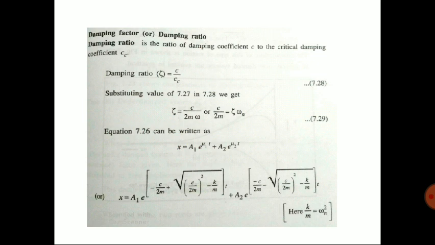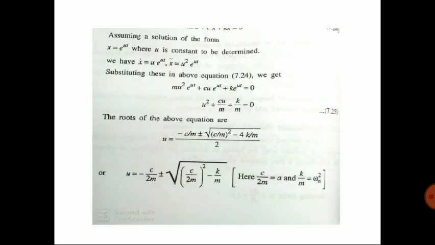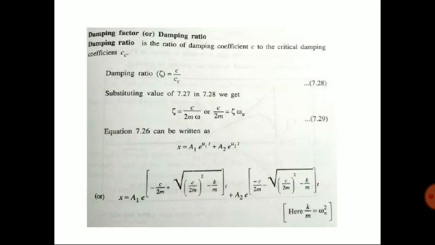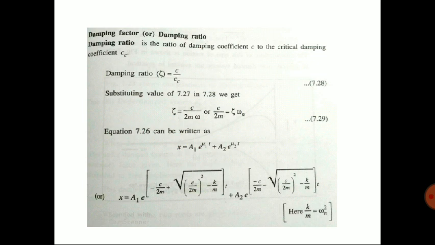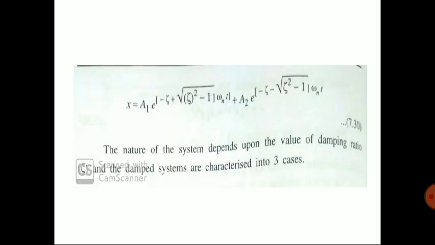And the standard equation is this one: x equals a1 e raised to m1 t plus a2 e raised to m2 t. Instead of m1 we can substitute from here the plus sign, and instead of m2 we substitute the minus sign. Here K by m means omega n squared. So we get a1 into e raised to, here you can see C by 2m. The C by 2m is theta omega n, right? And K by m is omega n squared. That is what we are substituting here. So we get the final equation.